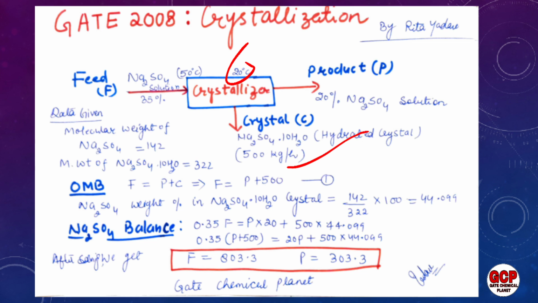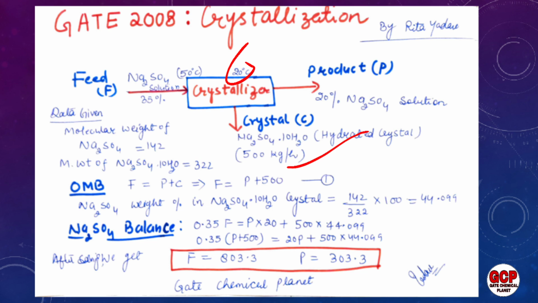So first we will apply the overall material balance. We can easily write F equals P plus C, where P is the product and C is the crystal. So we can write F equals P plus 500, because 500 kilograms per hour of crystal formed is already given. So this is equation number 1.